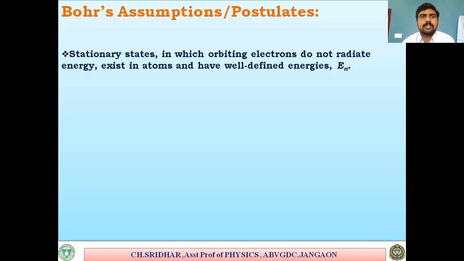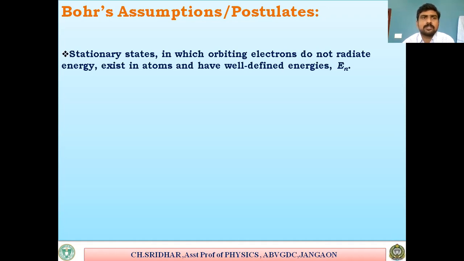So the first postulate is that the electrons revolve around the nucleus in circular orbits, and these orbits do not radiate. So these are called non-radiating orbits, and these orbits have fixed, well-defined energies. Since the energy of the orbits or states is fixed, these states are called stationary states. So this is the first postulate of Bohr.